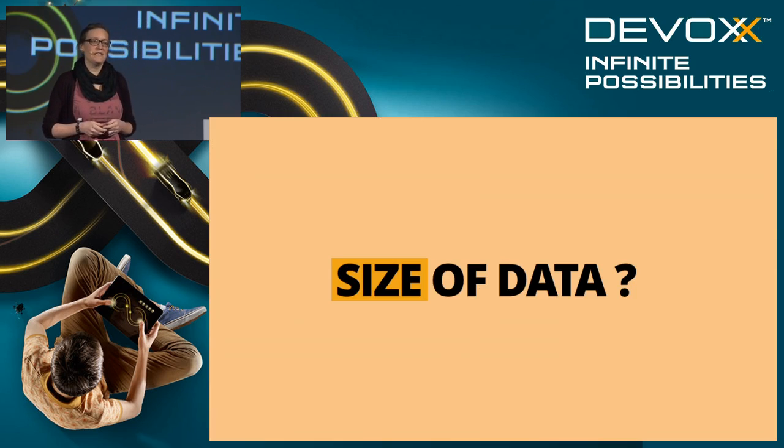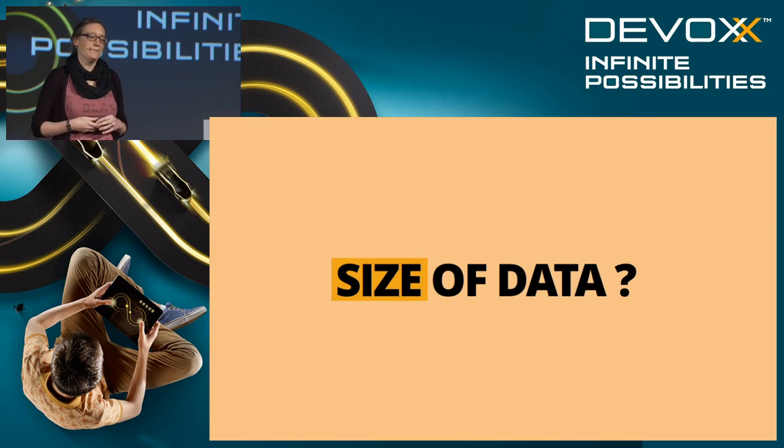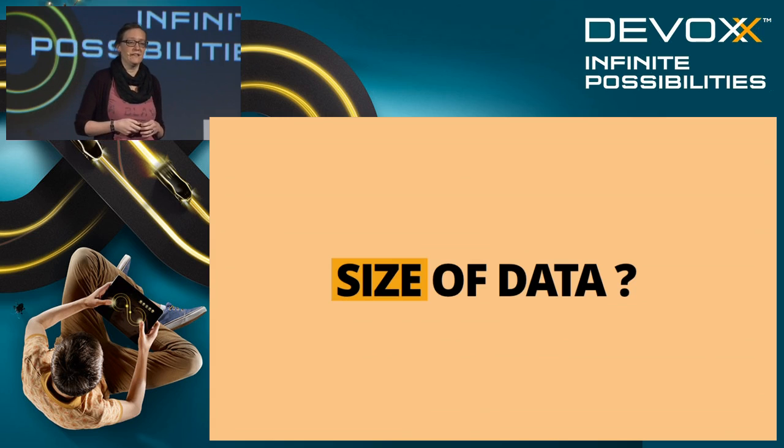So the first one is the size of your data, right? We talked about how local storage only takes up to 5 MB, and with IndexedDB and the File API, you actually have a lot more data storage space available.